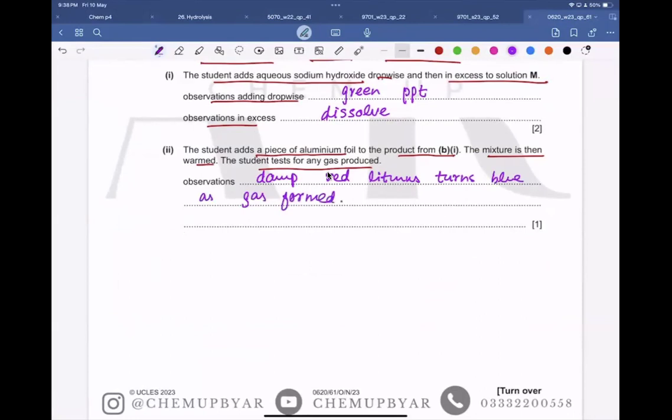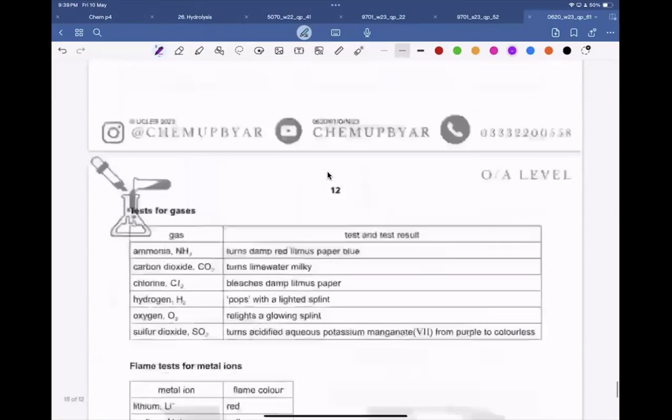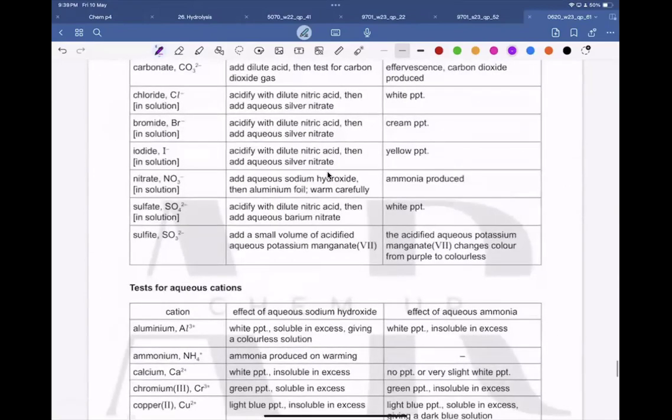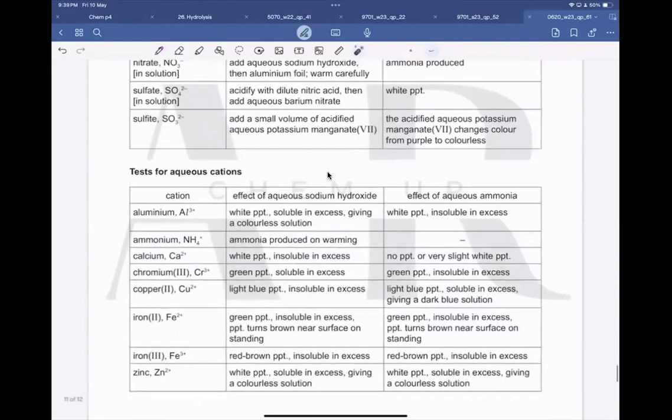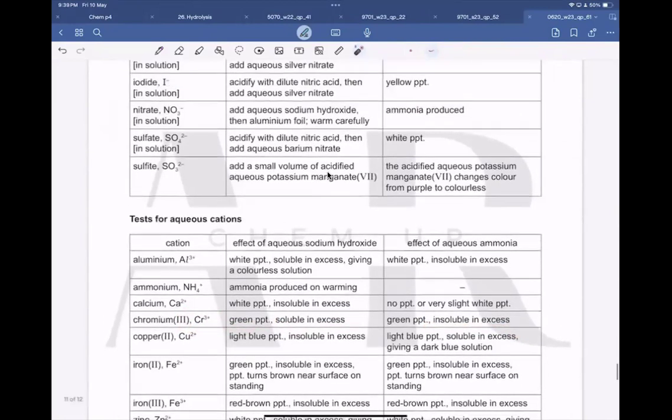Yes, they didn't ask for the gas. Remember, read the question again. They didn't ask for the gas. You know that it's ammonia, and they are asking for the observation of the test. So you will write the observation for the test. It's soluble in excess, Shamir. Check it from the table. That is a chromium ion. See over here. Green precipitate soluble in excess. In aqueous ammonia, it's insoluble.